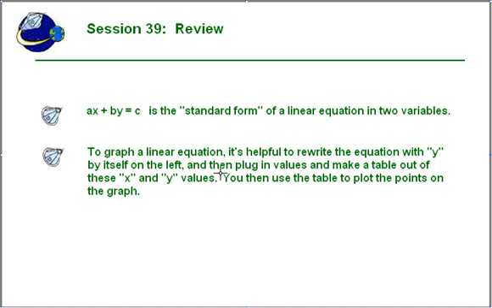Over in our review, once again, the standard form of a linear equation in two variables is where that equation is written in this format of some constant a times the variable x plus another constant b times the variable y equaling a constant c. Or another way of saying it, ax plus by equals c. And lastly, to graph a linear equation, it's helpful to rewrite the equation with y by itself on the left and then plug in values and make a table out of those x and y values. Then you take the table and plot the points on the graph. That finishes up session 39 on graphing linear equations.